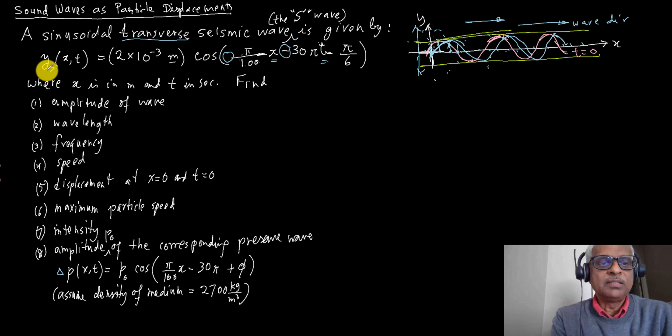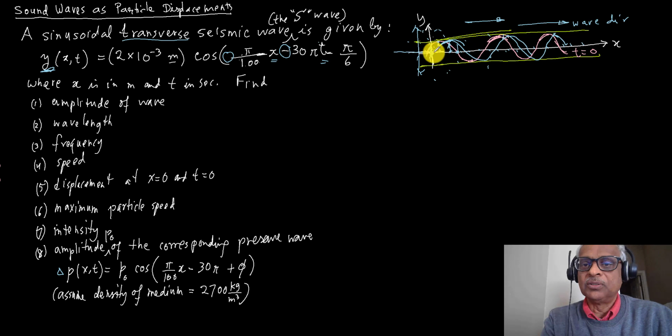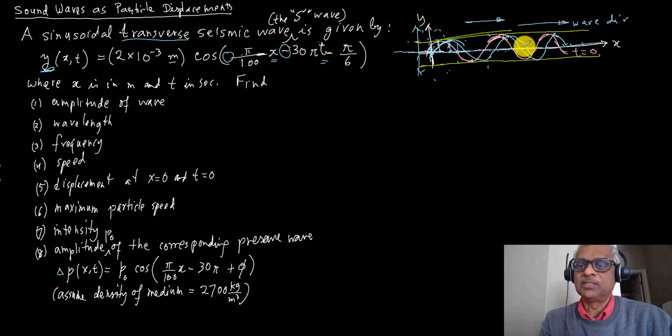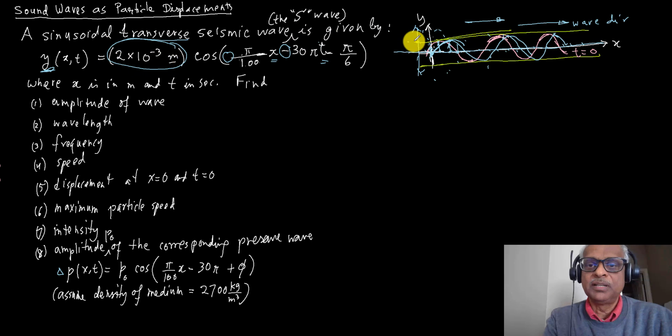And y is the y coordinate of the particles, which used to be at y equal to 0. That's how it's described. And so the particles are moving between this amplitude, 2 times 10 to the power minus 3 meter, and minus 2 times 10 to the minus 3 meter down here, and described by a cosine wave.